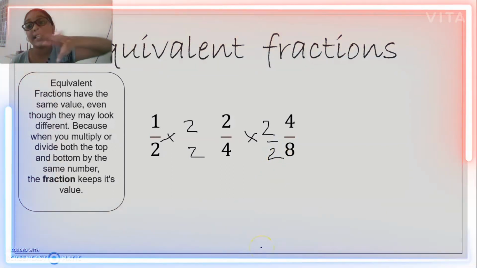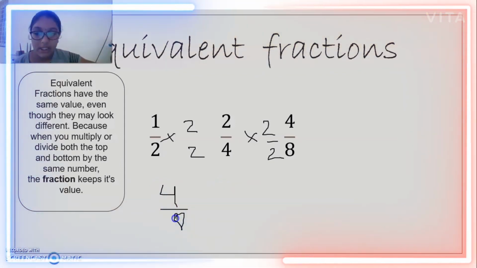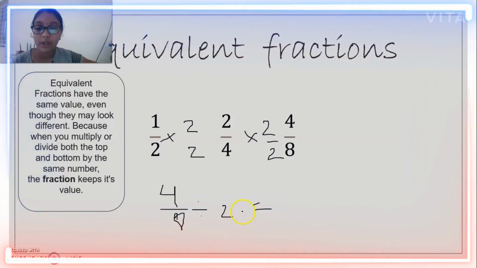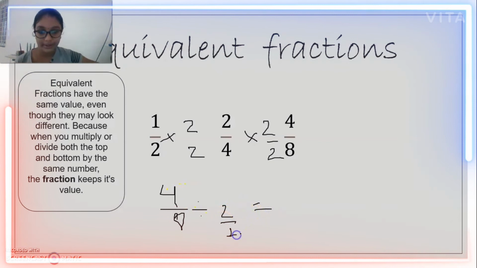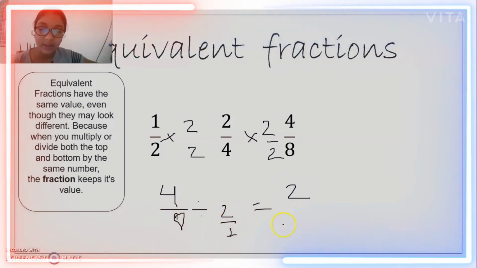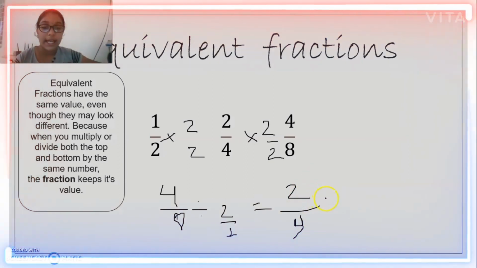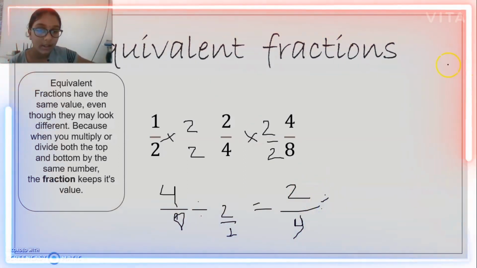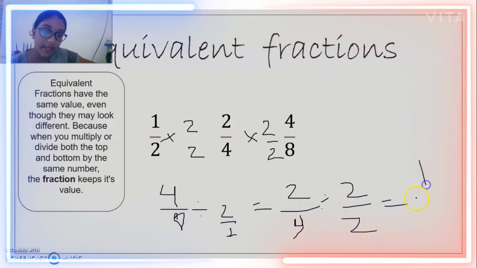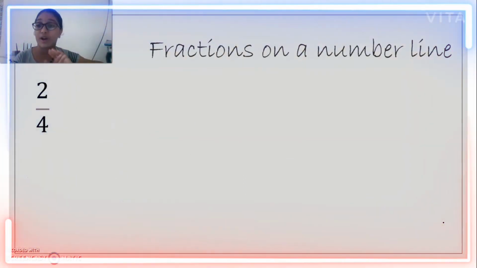Now, if I start it in the reverse manner, 4 by 8, divided by 2, I'm doing divided by 2, divided by 2. So 4 divided by 2 is 2. 8 divided by 2 is 4. 2 by 4. Then again, if I divide it by 2 by 2, it gives me 1 by 2. That is equivalent fractions.